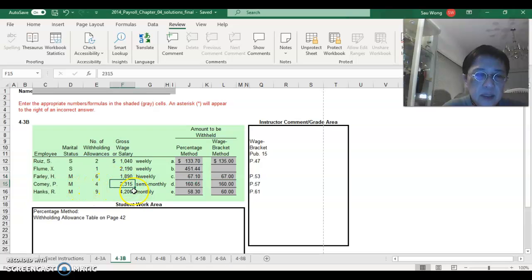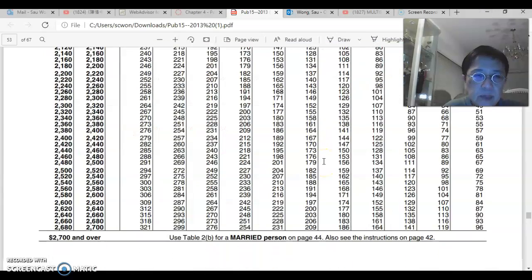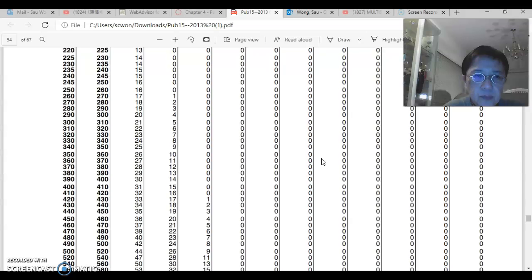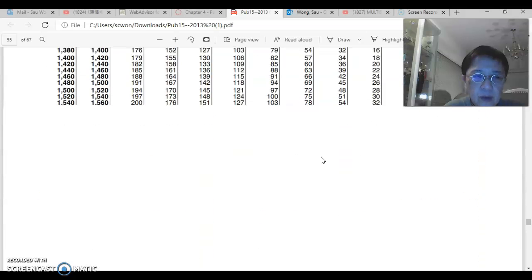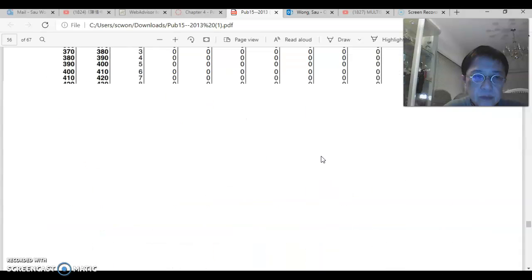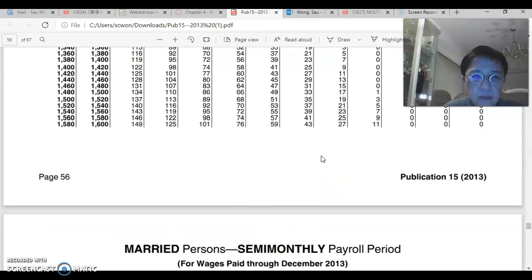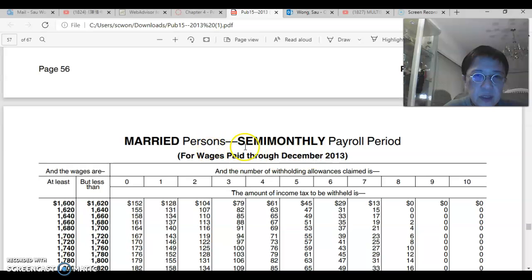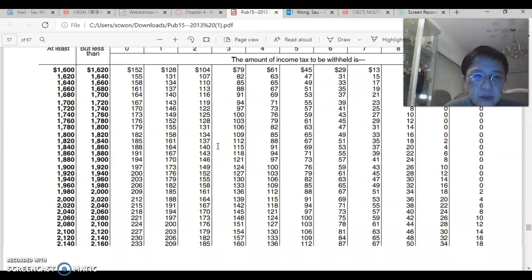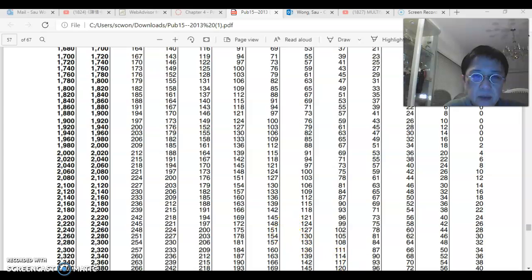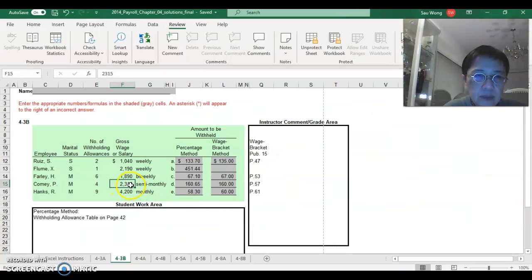All right, and then next one, Kami. Kami is semi-monthly, page 57, married, 4 withholding allowances. So we go back to page 57, semi-monthly. This is the semi-monthly married person table. And how much did he get paid? He got paid $2,315 for 4 withholding.